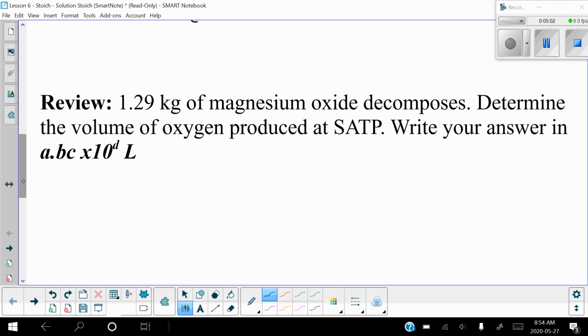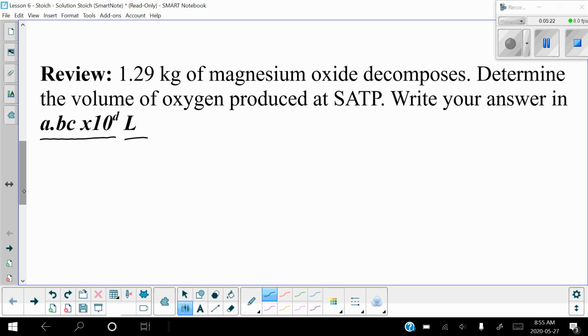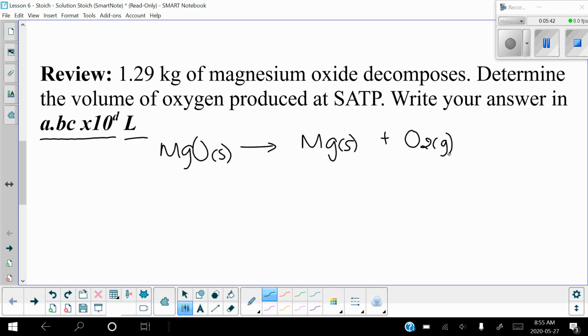1.29 kilograms of magnesium oxide decomposes. Determine the volume of oxygen produced at SATP. Write your answer in the form of A.BC times 10 to the D liters. Okay, first thing we're going to do is write a balanced reaction. So magnesium oxide decomposes to form its elements. So it's composed of magnesium and oxygen gas. Let's balance this.